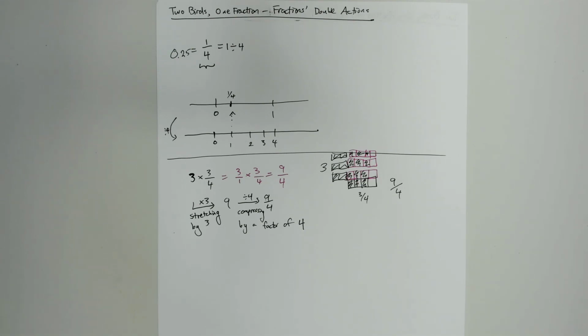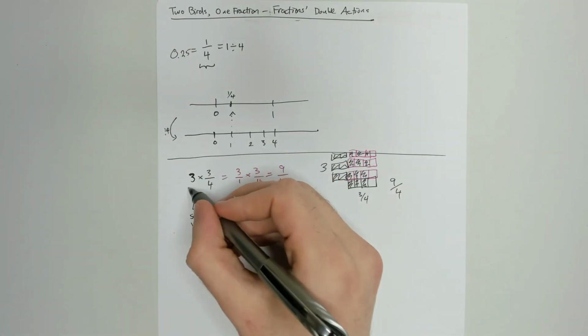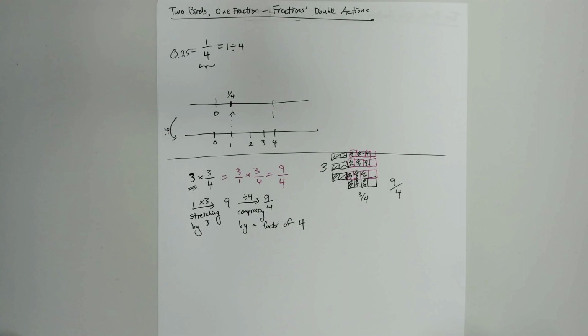So what this means is that 9 quarters is where 3 lands when we've stretched the number line by 3 and compressed it by 4. So let's see this in action.